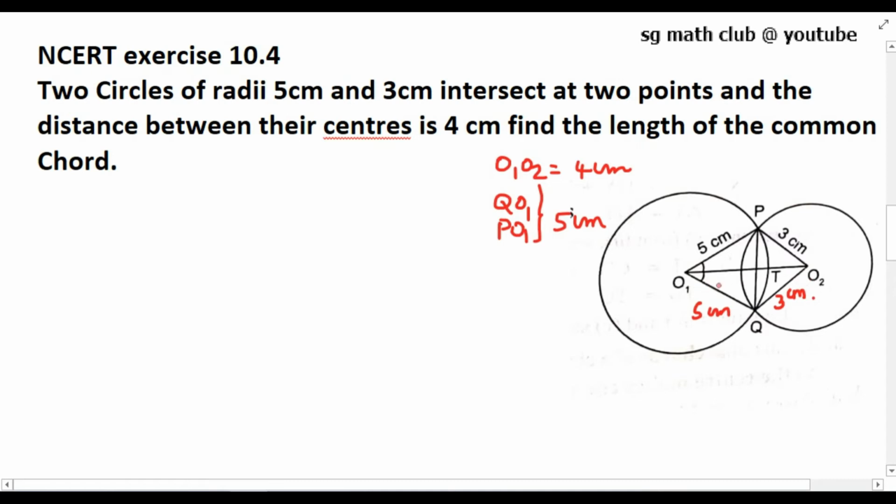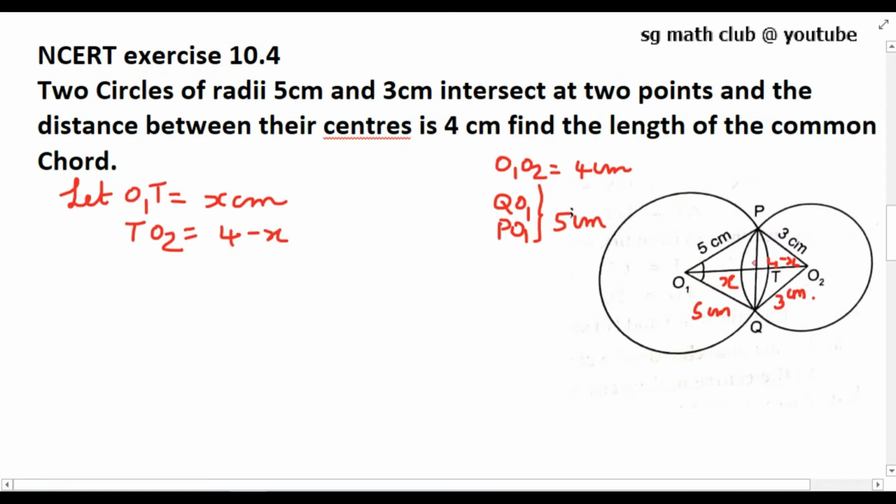I am going to take O1T as X. So let O1T equal X centimeter. Therefore, I can write TO2 or O2T as 4 minus X, because this full length is 4. So this will be 4 minus X.